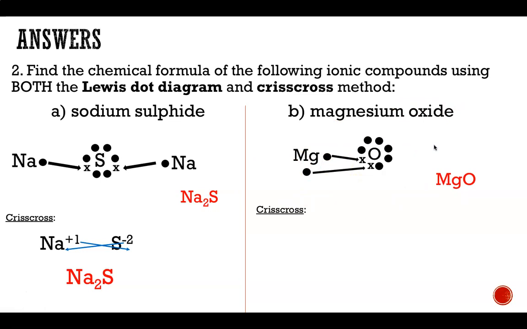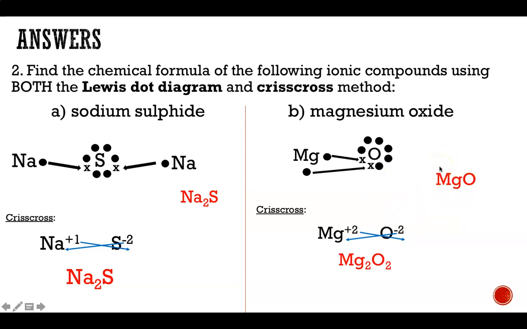So to crisscross, let's start with the charges. Magnesium just gave away 2 electrons, so it's going to end up with a charge of +2. Oxygen gained 2 electrons, so it's going to end up with a charge of -2. If we crisscross, we end up with Mg2O2, and you'll notice that doesn't match what we have up here.